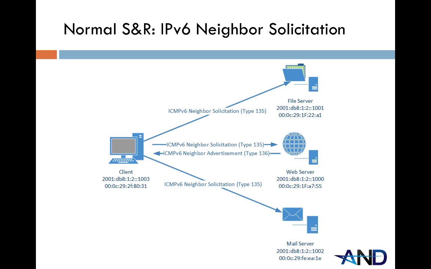It's not really that much different. It's still pretty much the same transaction type as would occur with IPv4 and ARP, but instead of using ARP, it's actually using ICMPv6.